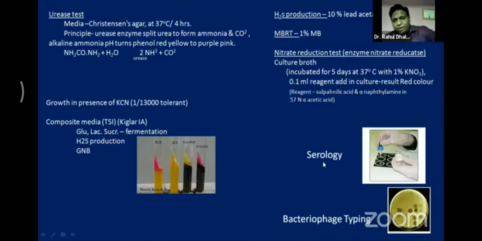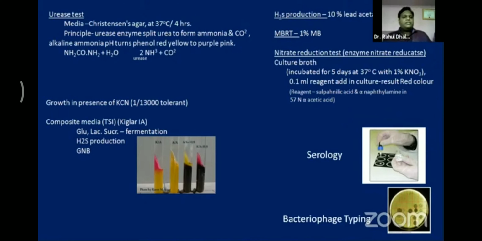Also very important in the laboratory is serology. By taking the patient's serum as an antigen and using ready-made antibody, you can do agglutination tests and various antigen-antibody reactions, and vice versa. You can also take the patient's serum as antibody and take ready-made antigen, and observe for agglutination and various reactions for confirmation. Also you can do bacteriophage typing. Bacteriophages are nothing but viruses which infect bacteria.